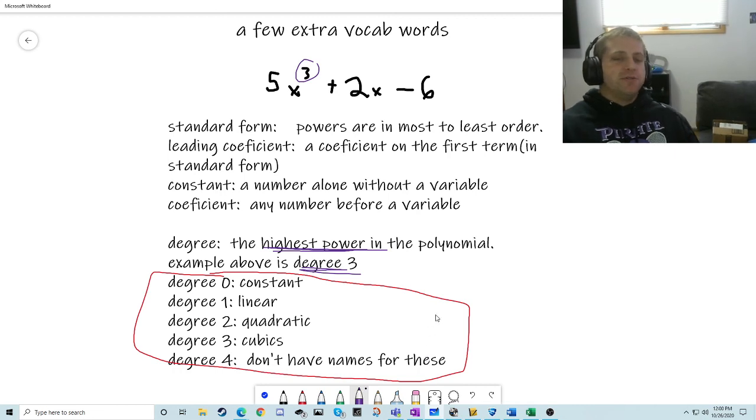This is important because different degree polynomials act very differently when you graph them and in the way you do math with them. So it's important to be able to distinguish what the degree is.